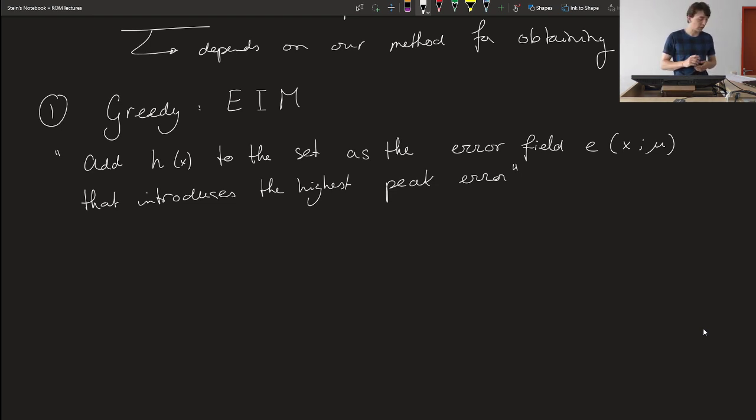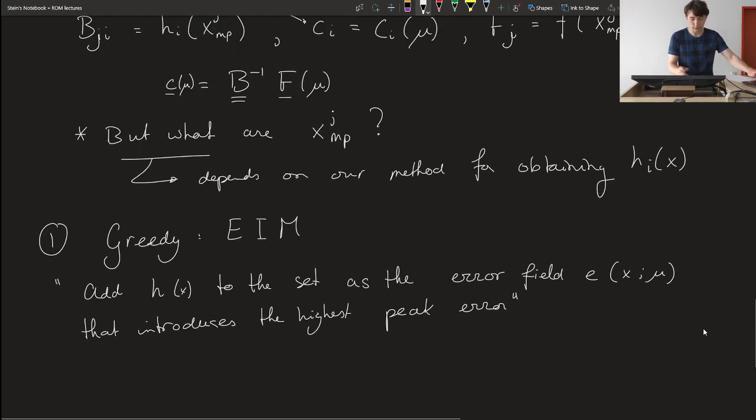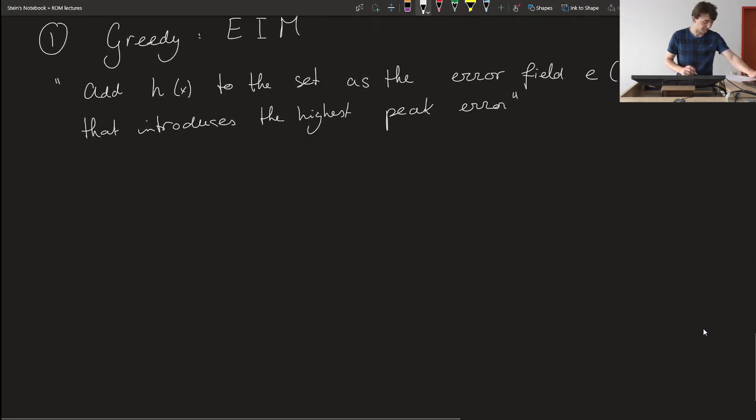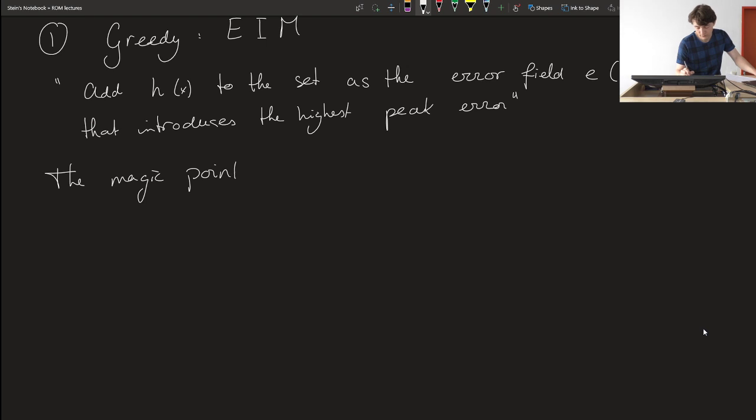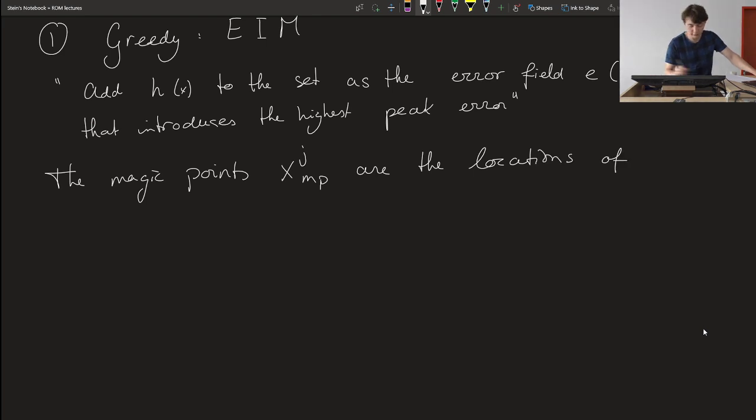And I'll show you what this looks like in just a second. First I also have to address this question, right? What are these magic points now? And the way that we propose this for EIM is that the magic points x, j, and p are the locations of the peak errors.